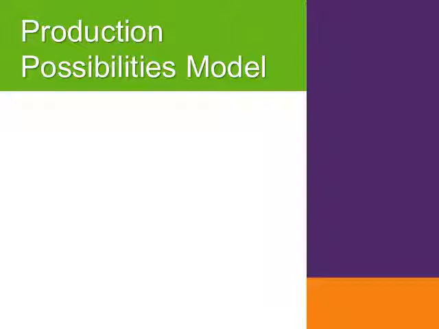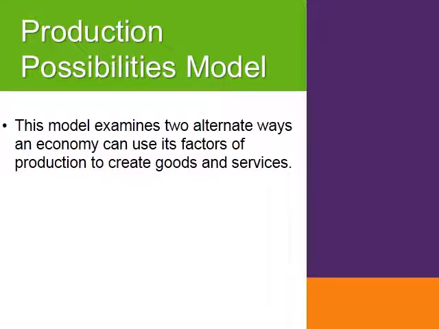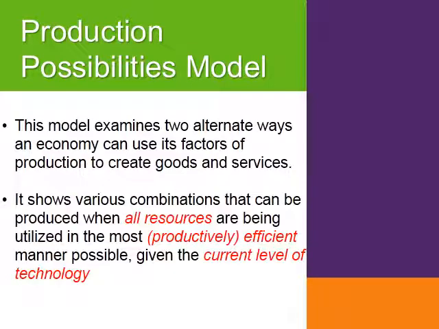The Production Possibilities Model allows us to examine two alternate ways an economy can use its scarce resources or factors of production to create goods and services. The curve shows various combinations that can be produced when all resources are being utilized in the most productively efficient manner possible given the current level of resources and technology.